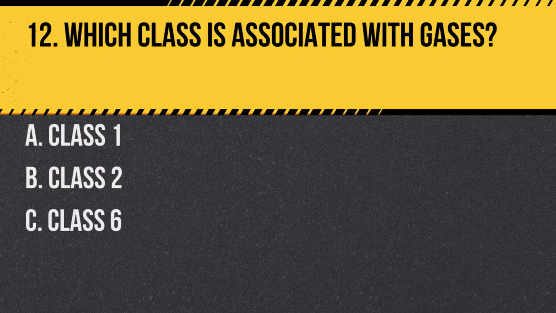Question 12. Which class is associated with gases? A. Class 1. B. Class 2. C. Class 6. Answer. B. Class 2. Class 2 is designated for gases.